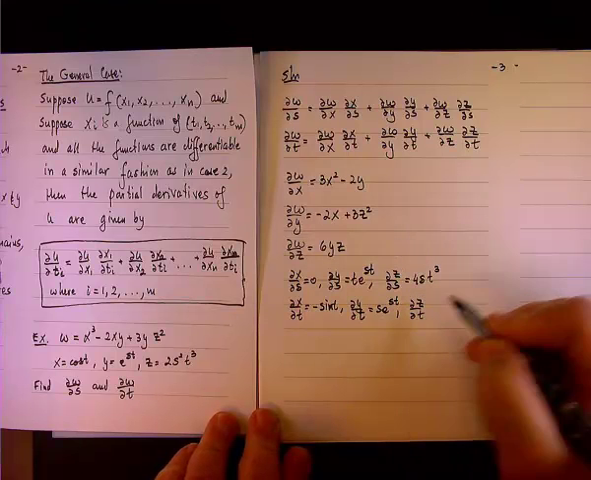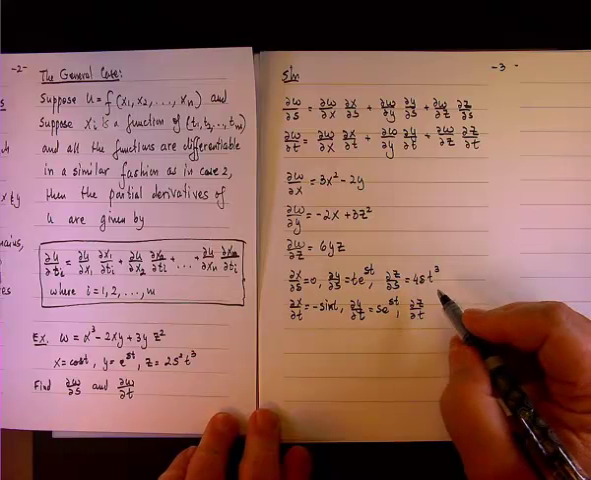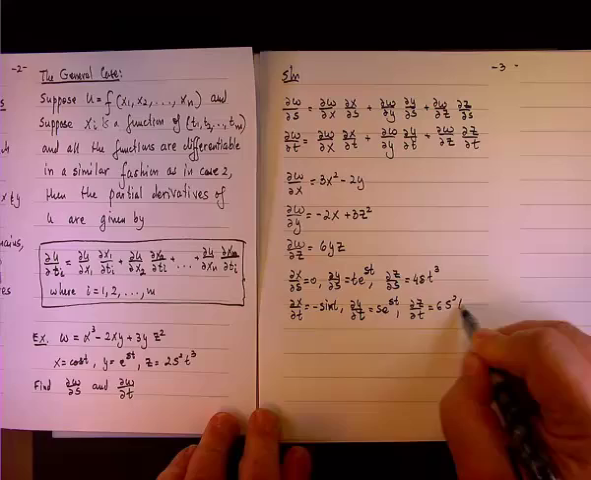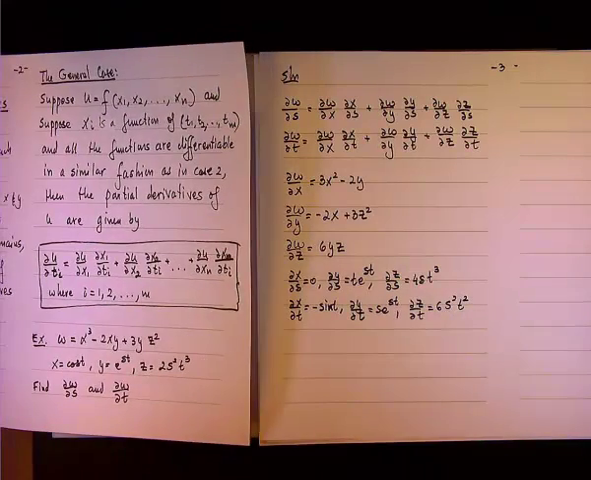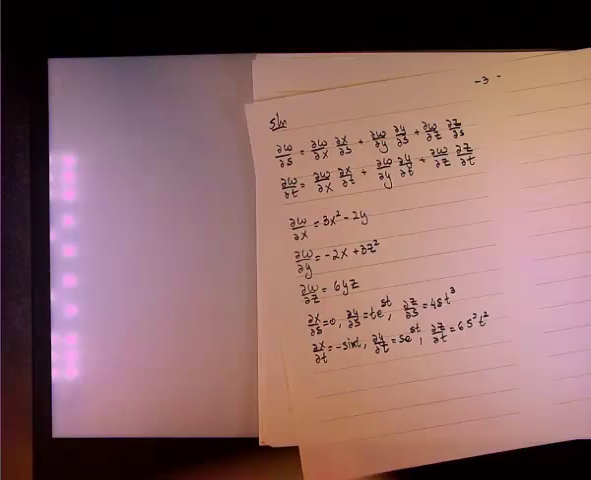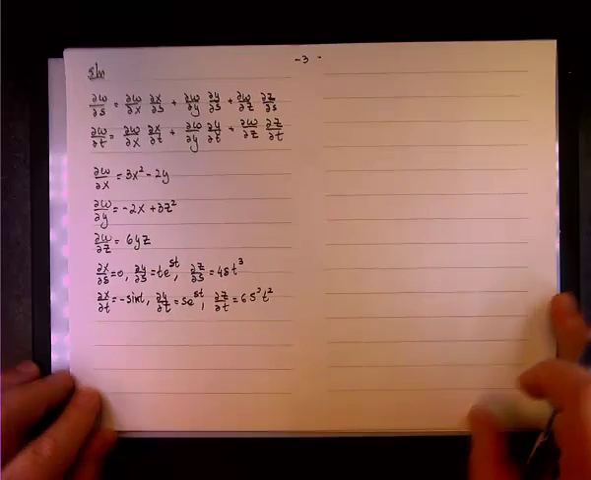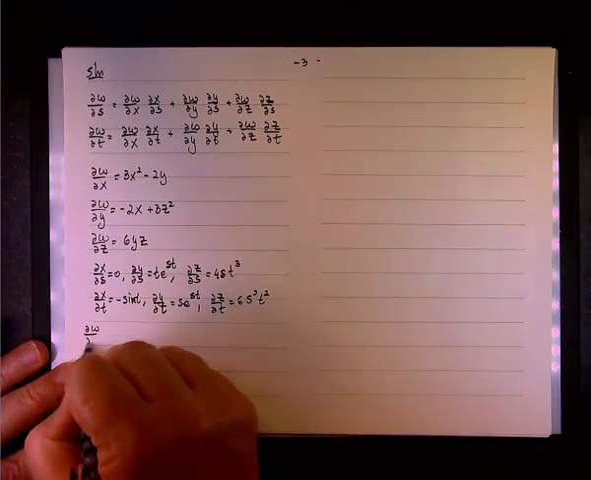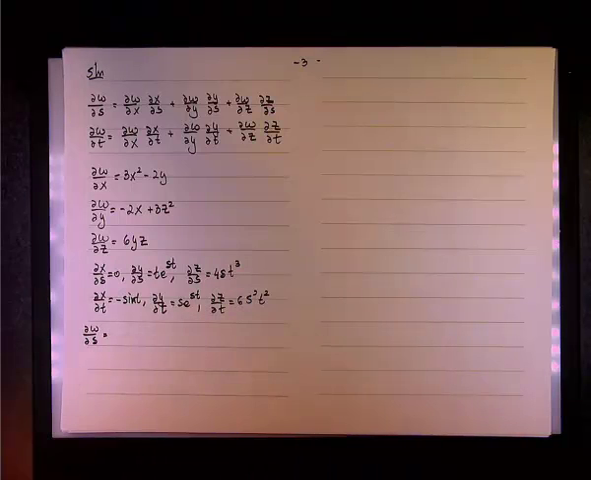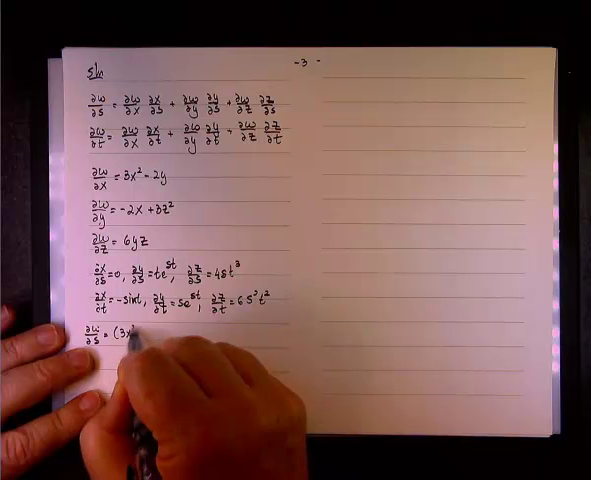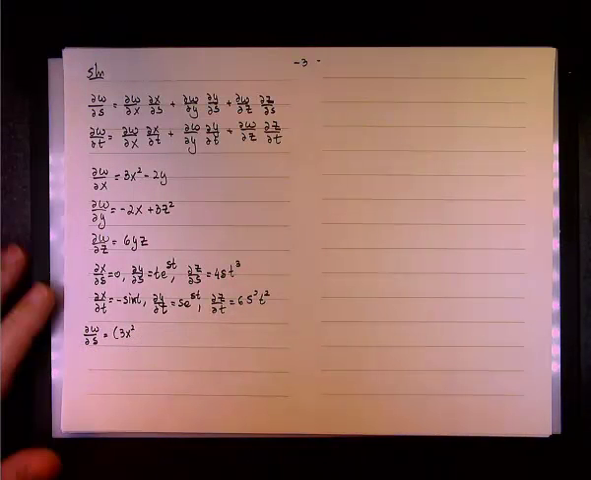And we'll repeat that, this time with respect to t. So del x del t is negative sine t, del y del t is s e to the st, and del z del t equals what? 6s squared t squared.